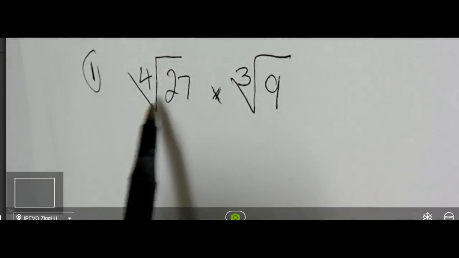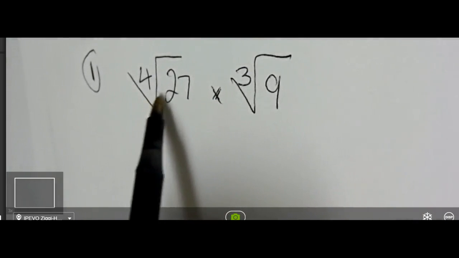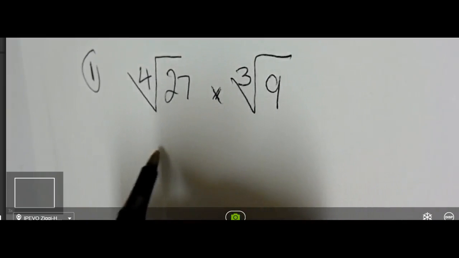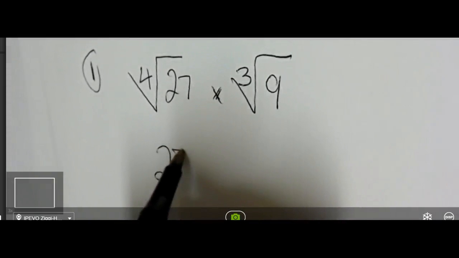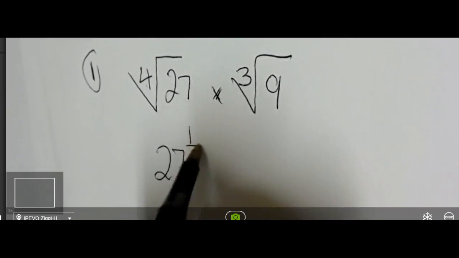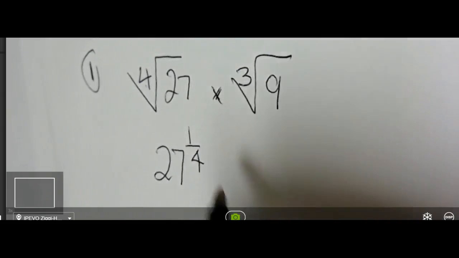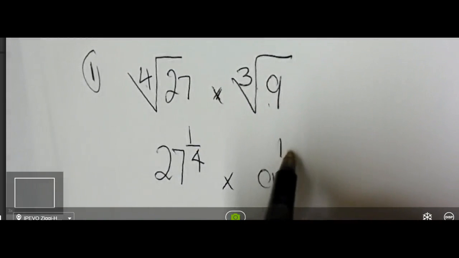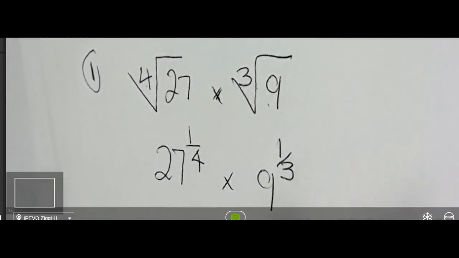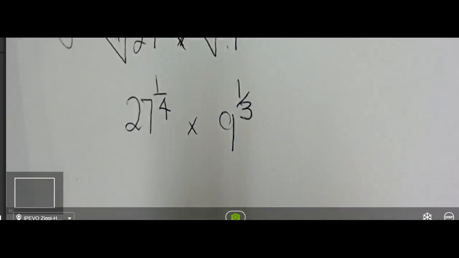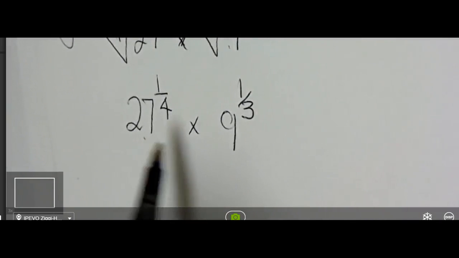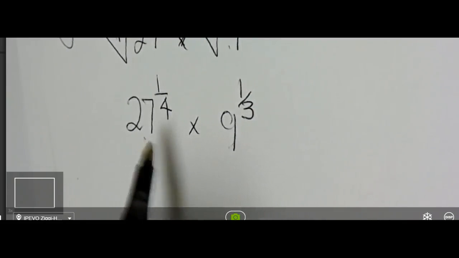All right, so first of all, let's change it to exponent. So we know this is going to be 27 to the power 1/4, then times 9 is the base to the power 1/3. Right? So let's try to make the base the same. Make them have the same base.